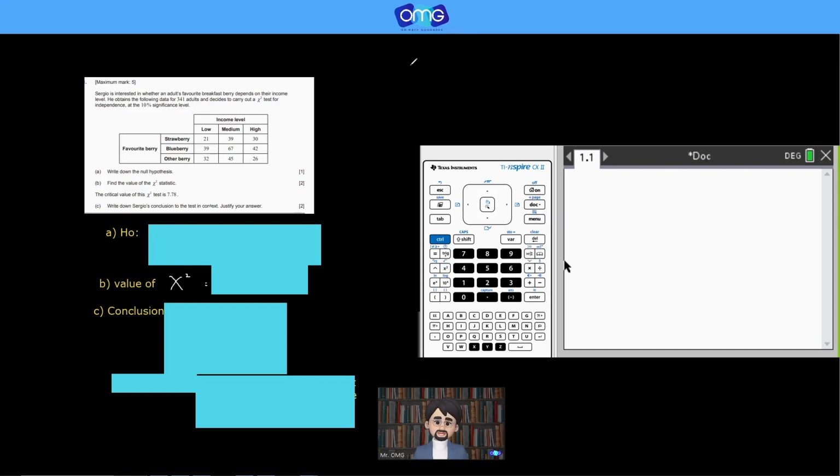Sergio is interested in whether an adult's favorite breakfast berry depends on their income level. He obtained 341 adults, so he put it in his table. He wants to use the chi-square test for independence at the significance level of 10%. Write down the null hypothesis.